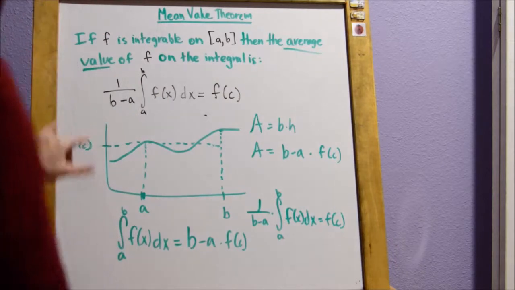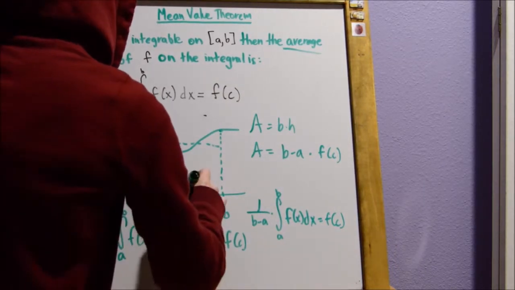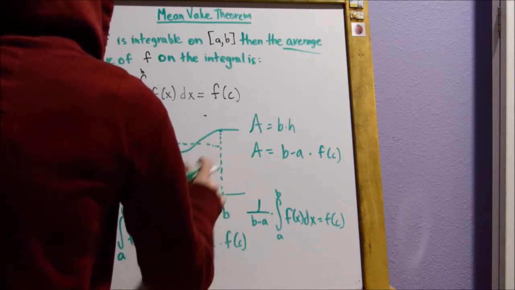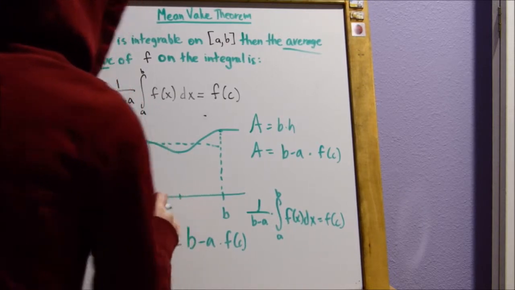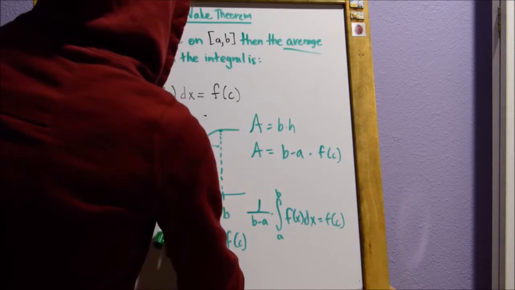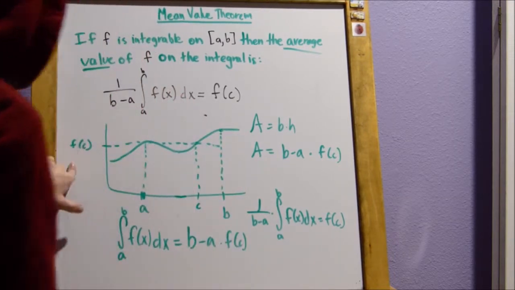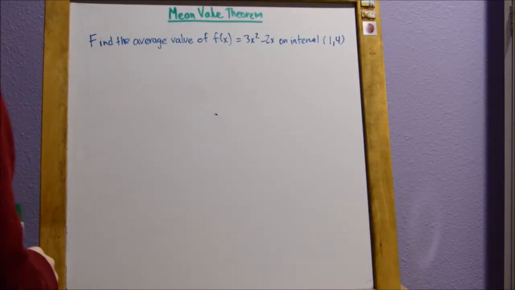So you can see where this formula comes from, and you can tell that there's some point c here in which, oh, it's not over here. Oopsie daisy. It's normally in the center on most problems that I have. Okay, there's some point c here in which this height is going to be perfect. Okay, so now let's solve an example problem.